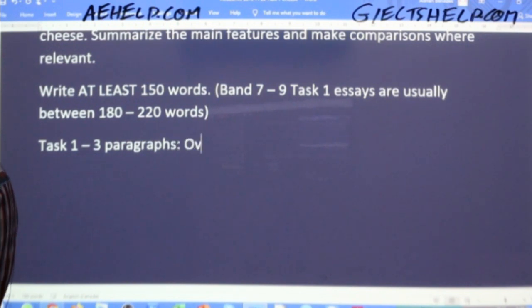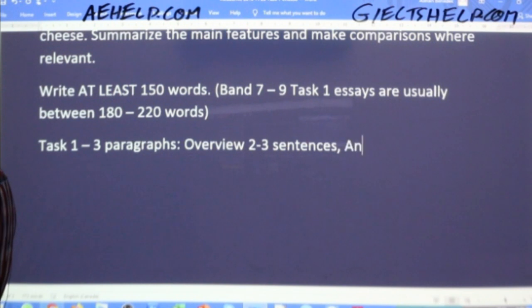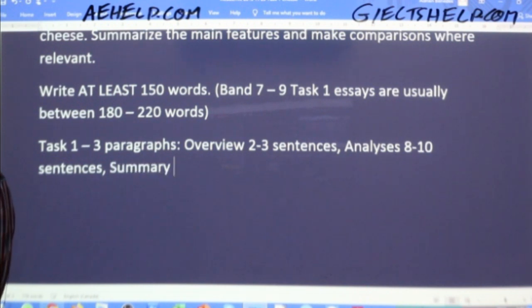Do it this way. Overview, which is about 2 to 3 sentences. Analyses, which is roughly 8 to 10 sentences. And then, of course, a summary, if you have time, and you're looking for those high band 8, band 9s, and that's 1 to 2 sentences. Okay, roughly about 14 to 18 sentences total.